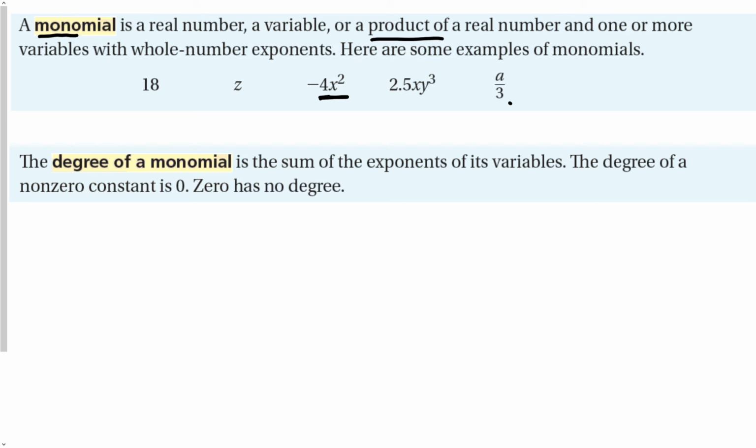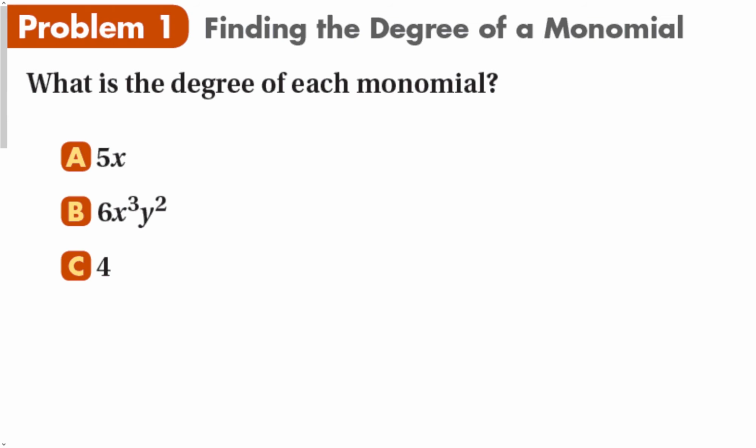And we can classify monomials first with something called degree. The degree of a monomial is the sum of the exponents of its variables. The degree of a non-zero constant, like 18, is 0. And then 0 has no degree. That's undefined.